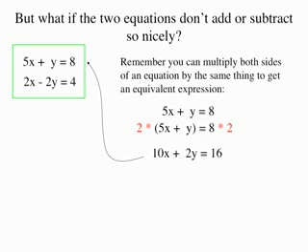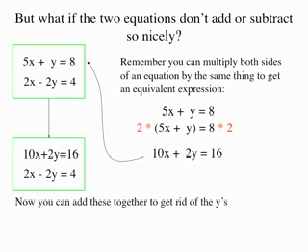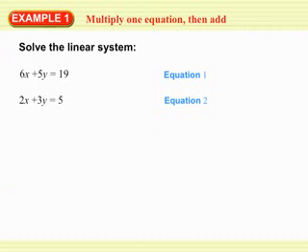How is this helpful? Well, what I've done is I've created a matched pair of variables. The resulting equation after I multiplied both sides by 2 has a 2y term in it. This matches up with the negative 2y term in the second equation. So now my system of linear equations looks like this. 10x plus 2y equals 16, and 2x minus 2y equals 4. Now I have a matched pair of variables, and I can simply add these two equations together to get rid of the y terms so I can solve for x.